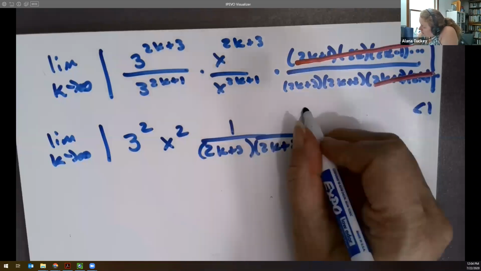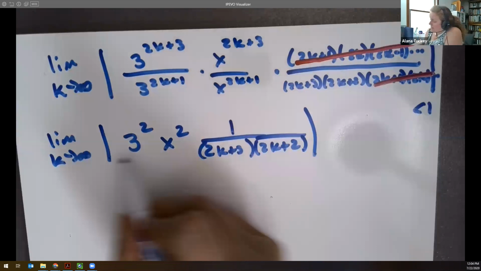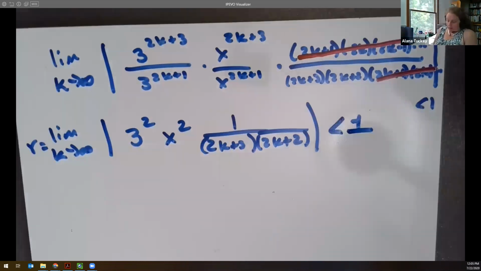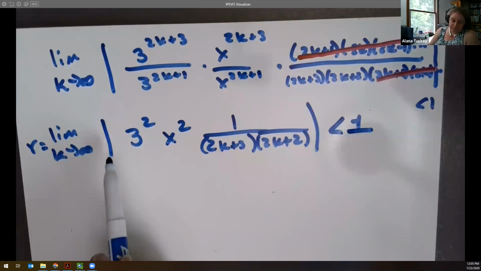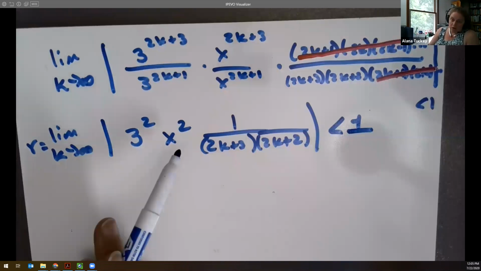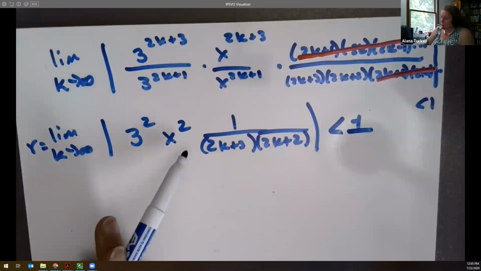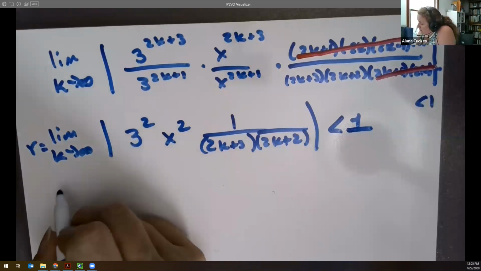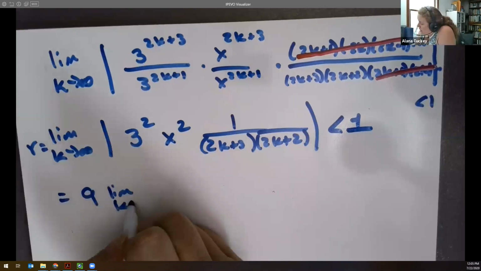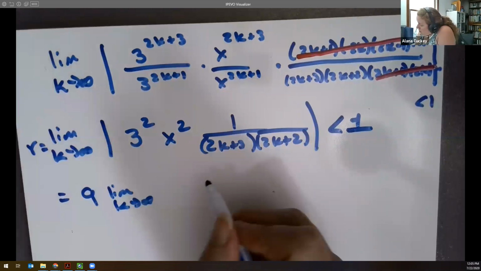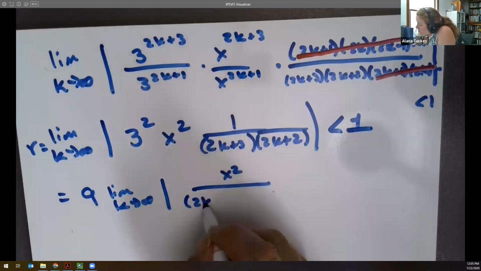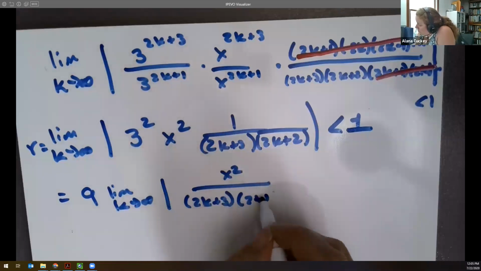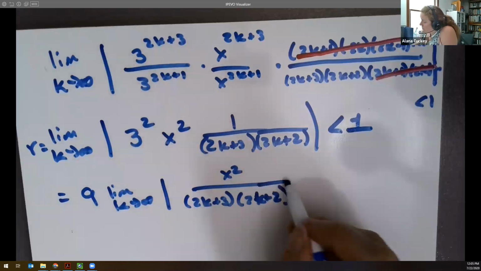Thankfully, I can write this large enough. And then I'm going to finally say that has to be less than 1. All of this is r, and it has to be less than 1. Okay, 3 squared is 9, so that can come out, and I'm left with this bit in here. But where is that going to go? So this is 9 times the limit as k goes to infinity of x squared over 2k plus 3 times 2k plus 2. What is that?